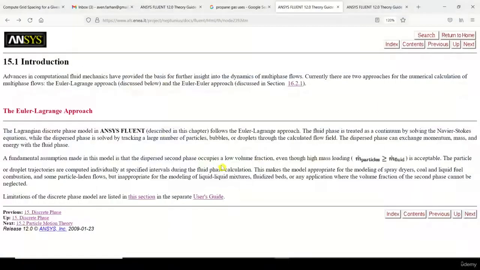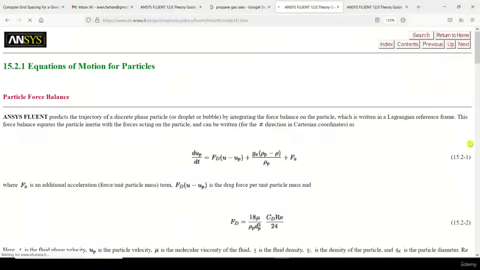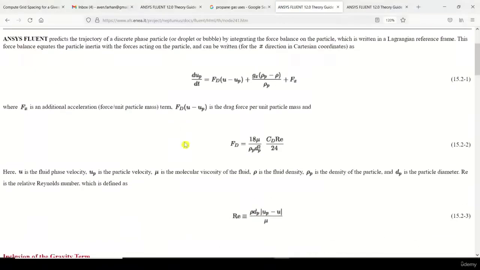At this moment, I think this brief introduction is sufficient for us, and I will be attaching this link in the resources. You can just go through. So these are the equations for particle force balance. If you are trying to present a report, you definitely have to add these equations. If your case involves a DPM study, then you have to add these equations of forces as well, right?